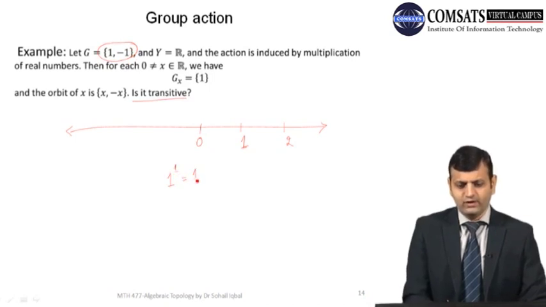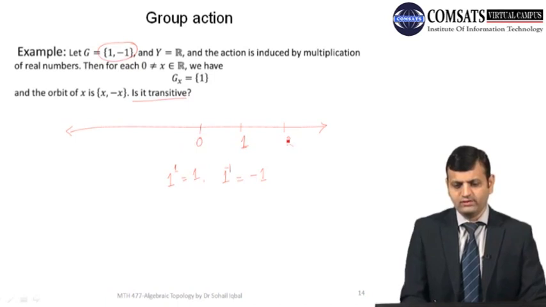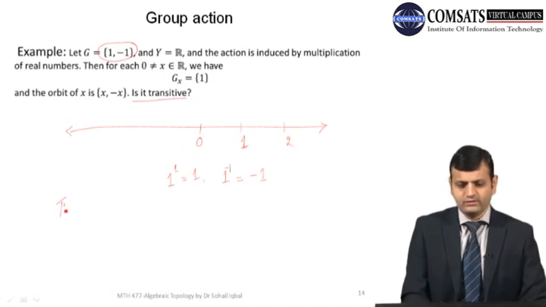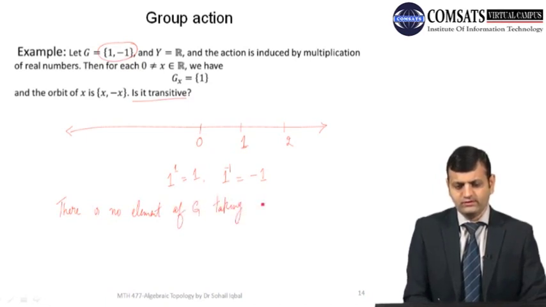So when we apply 1 on 1, then we will get 1, and when we apply minus 1 on 1, then we will get minus 1. Okay, so the only elements that 1 goes to are 1 and minus 1, so it will never go to 2. So in other words, there is no element of G taking 1 to 2, which implies the action is not transitive.